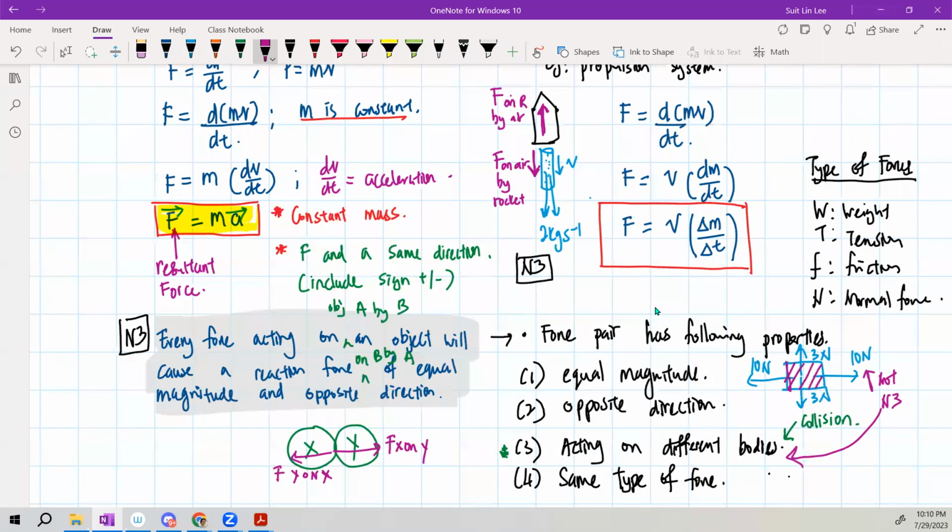The box is like, bruh, why you pull me like that? But this is equilibrium, equal magnitude, opposite direction. But they don't act on different body, and they're probably different type of forces. And even if it's the same, as long as it's act on the same body, which is the same box, so it's not Newton's third.